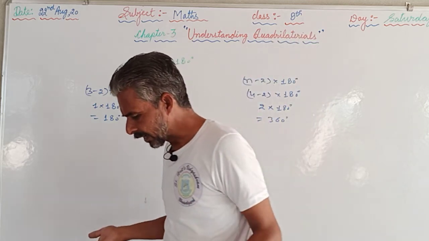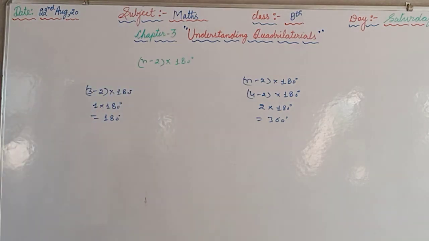So if all the sides of a polygon are equal, then we can say that the polygon is regular. Three sides, we can say equilateral triangle. For four sides we can say either square or rhombus. For six sides we can say regular hexagon.